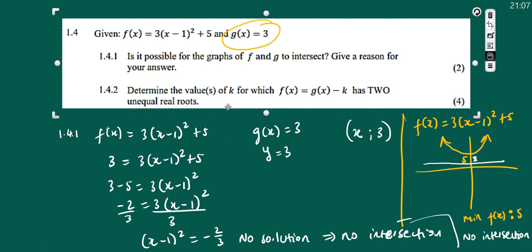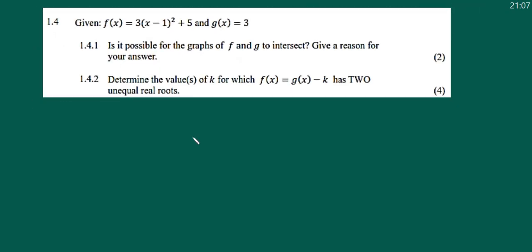For 1.4.2, they wanted the values of k for which this has 2 unequal roots, right? So let me just paste it there. Now we're given f of x. We want to know which values of k this will have 2 unequal roots. Now let's understand the following.